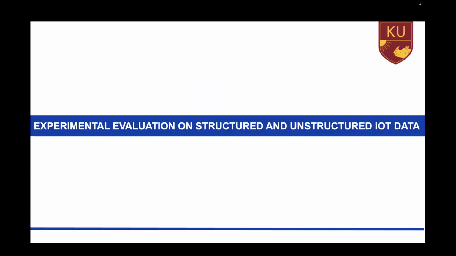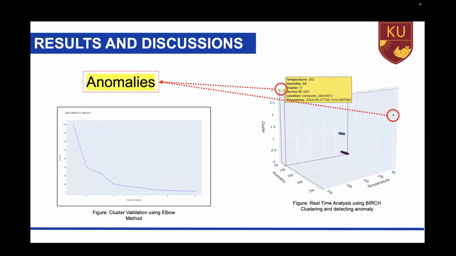Coming to the experimental evaluation on structured and unstructured data, because this was one of our objectives. For the structured data, we were able to identify the anomalies very easily. You can see in the clusters we are getting a temperature of 253 degrees Celsius, which is not at all real, because we cannot have 253 degrees Celsius in the real world. So those anomalies were detected very easily. On the left-hand side we have the elbow technique curve, which shows that a total of 4 clusters got generated, matching the exact number of clusters generated by the real-time batch.